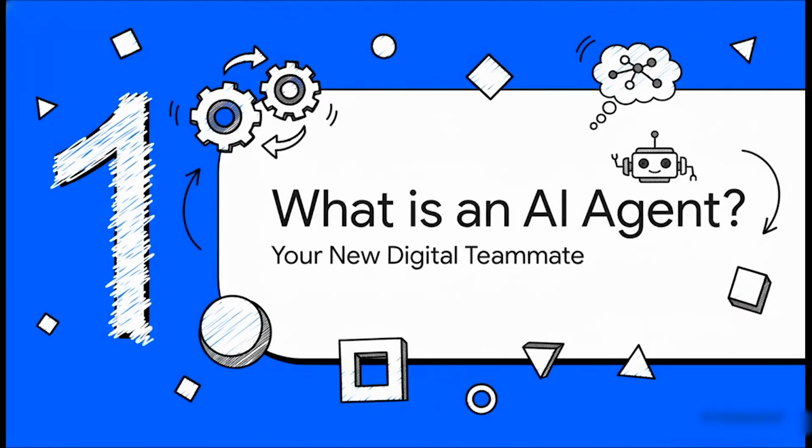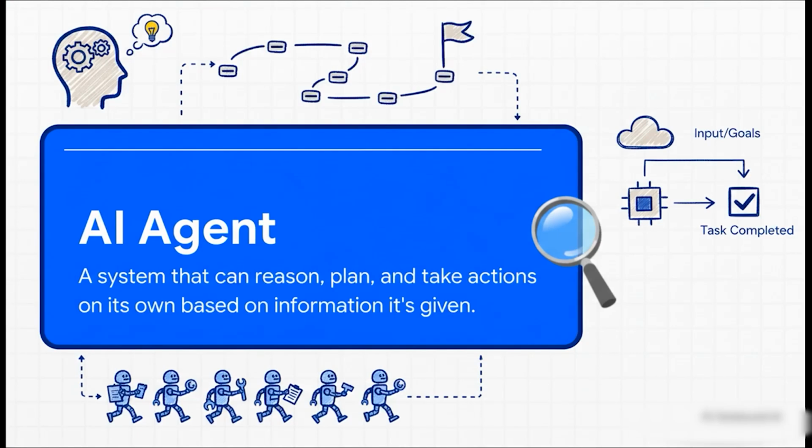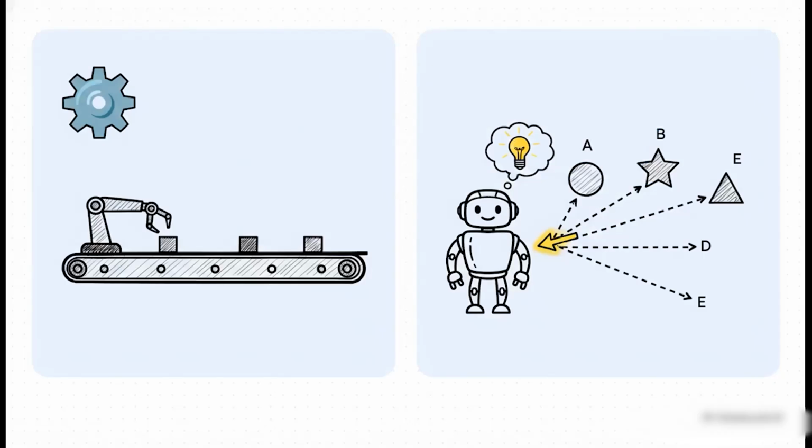The term AI agent gets thrown around a lot, but what does it actually mean? Let's get a really clear definition. The best way to think about an AI agent is as a digital employee. It's not just a tool, it's a system you can give a big, high-level goal to, and it will actually figure out the steps to get there all by itself. It thinks, it plans, and it gets stuff done.